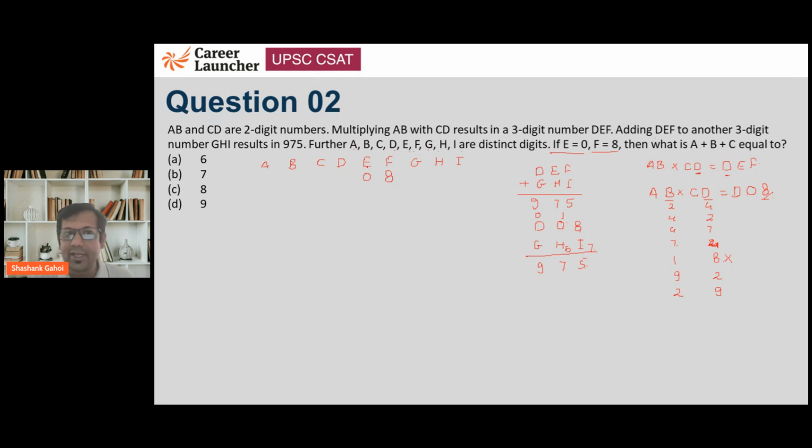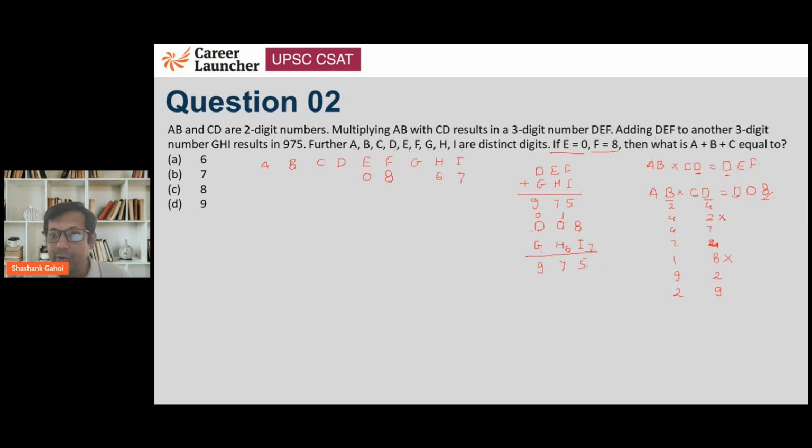So basically we are getting E is 0, F is 8, I is 7, and H is 6. Now, if D is 4, then G will be 5. Okay, looks fine. If D is 2, G must be 7, and G is 7 and I is 7, both cannot be true. It means D cannot be 2.